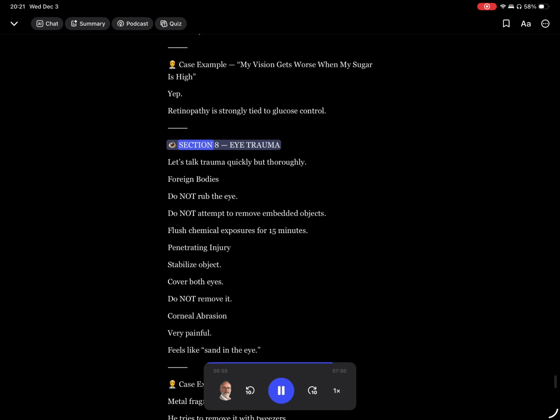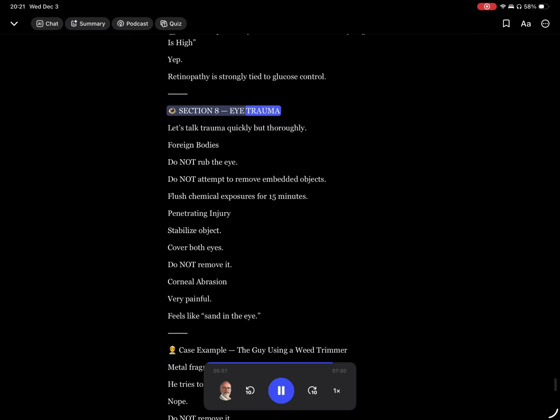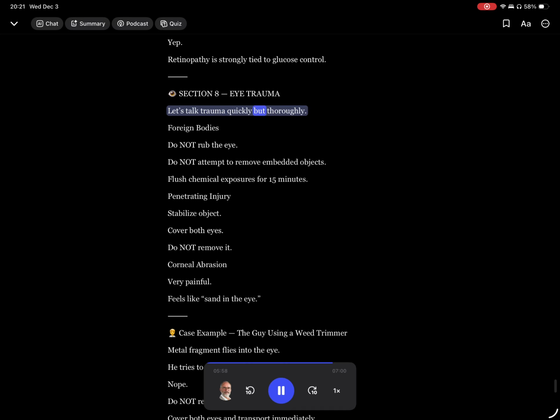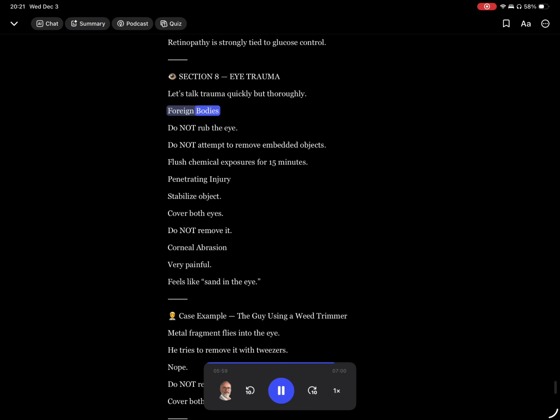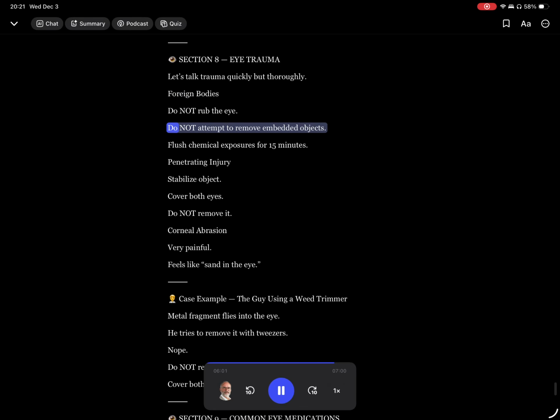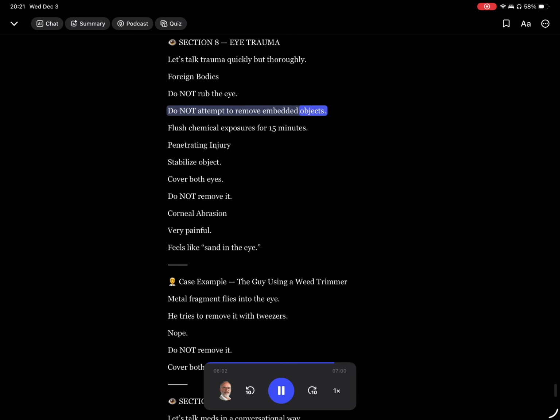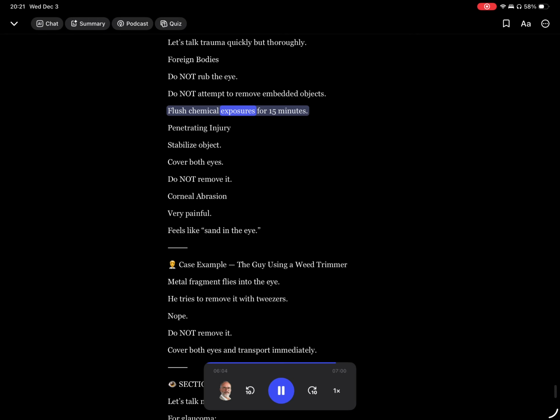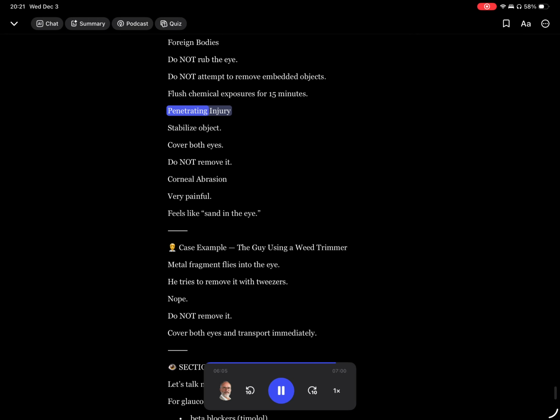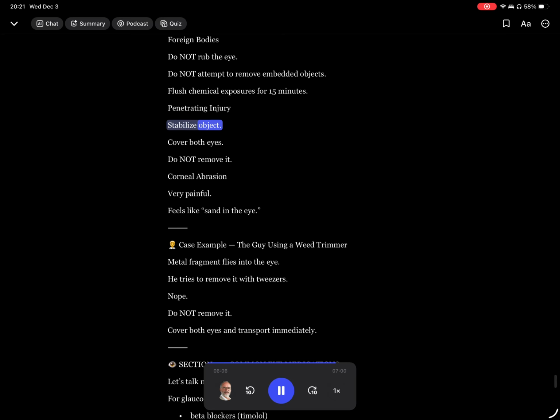Section 8. Eye trauma. Let's talk trauma quickly but thoroughly. Foreign bodies. Do not rub the eye. Do not attempt to remove embedded objects. Flush chemical exposures for 15 minutes. Penetrating injury. Stabilize the object. Cover both eyes.